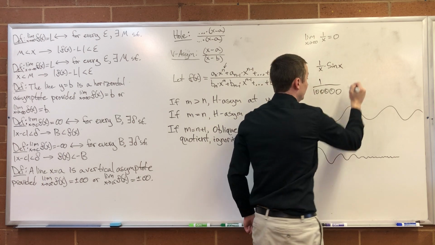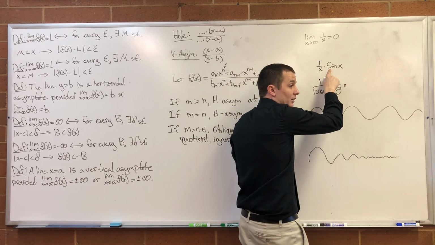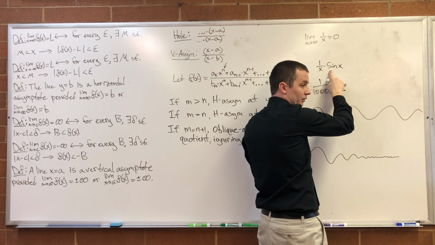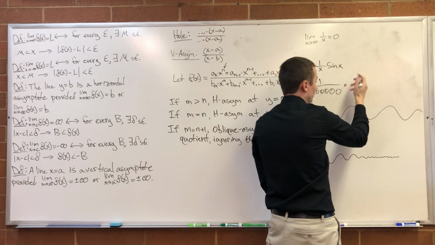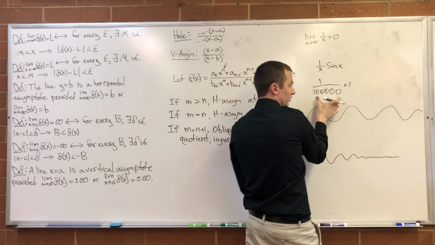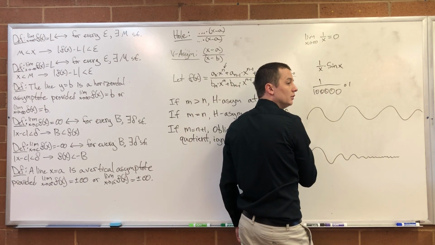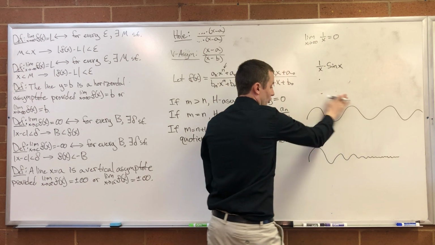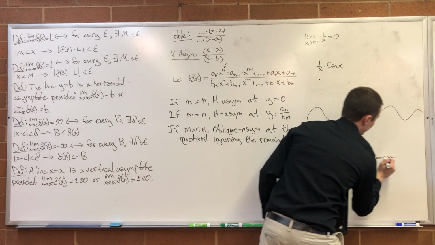If I plug in a really big x here, like 1 over something like that, times sine, well, the biggest sine can ever be, doesn't matter what you plug in, is 1, and the smallest it can ever be is negative 1. So if you multiply it by 1 or negative 1, you still get a really, really small number. Make sense? So this gets closer and closer to 0, so that would be its horizontal asymptote.